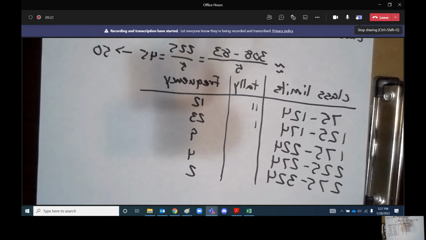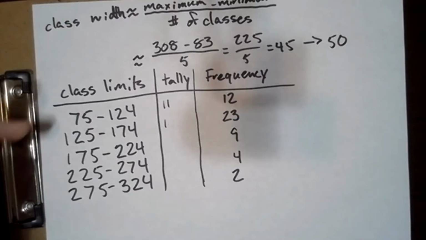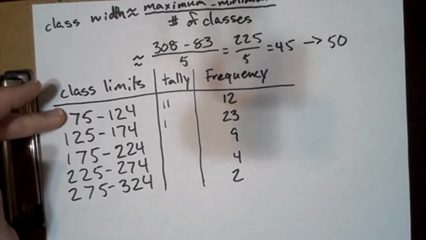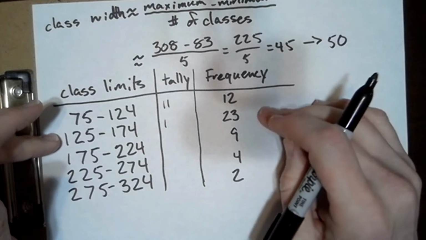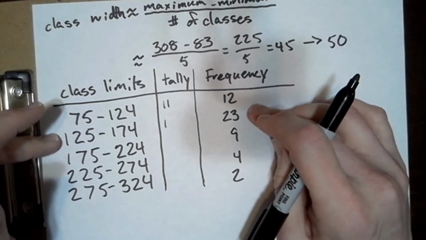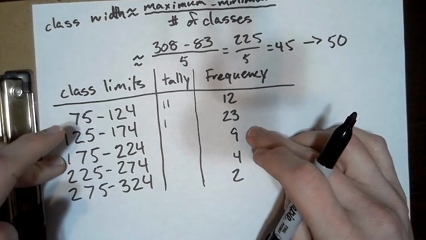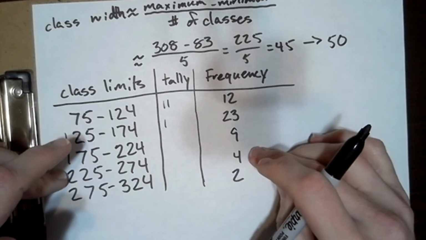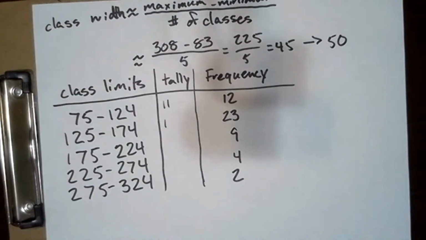Having done that, we can look at our final frequency table. In the 75 to 124 class, we've got 12. 125 to 174, we have a frequency of 23. 175 to 224, we have a frequency of 9. 225 to 274, there's a frequency of 4, and 275 to 324, there's a frequency of 2.